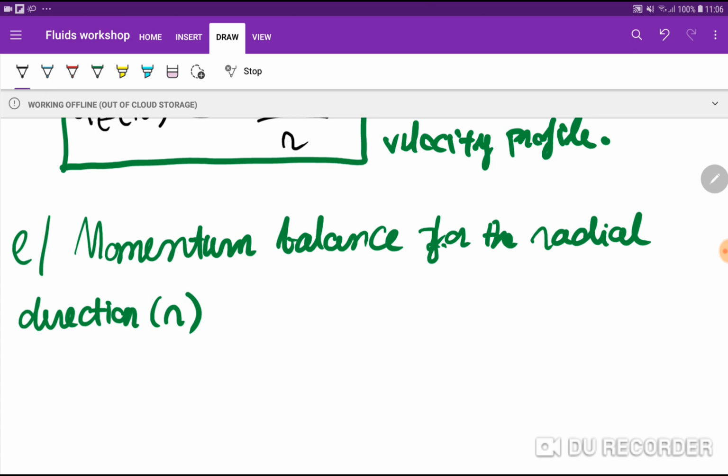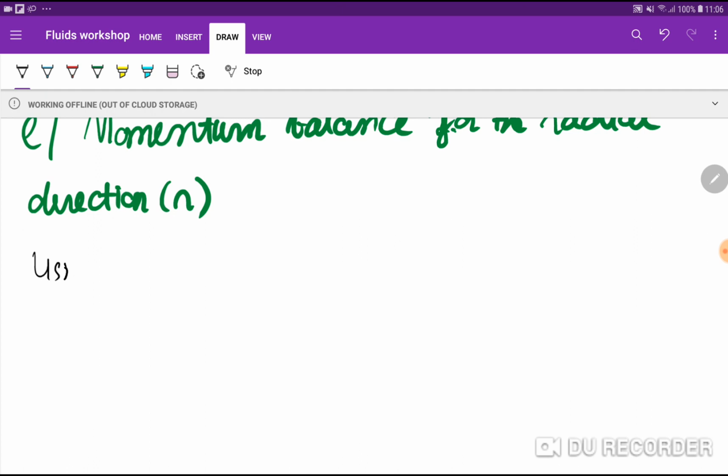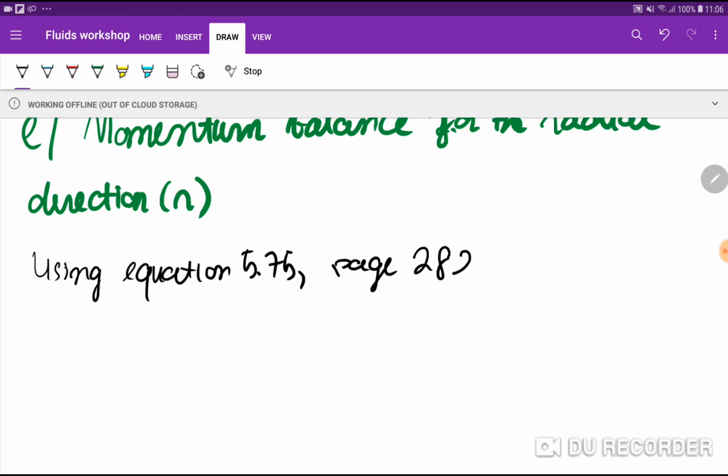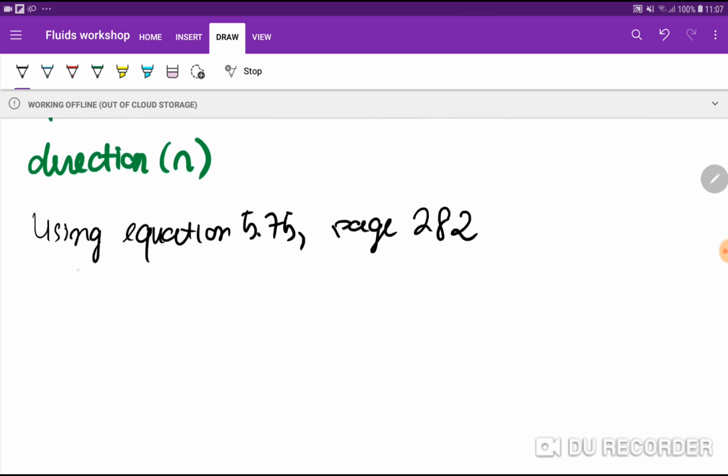I'm gonna write here. Using equation 5.75, page 282. Just want to make sure 282, is it true? Yeah, 282. Okay, let's write the whole thing down and we see what terms cancel out. Okay, so if you write the whole thing out, you get rho times the partial of ur over partial t. This is the change of velocity over time, the partial over time.